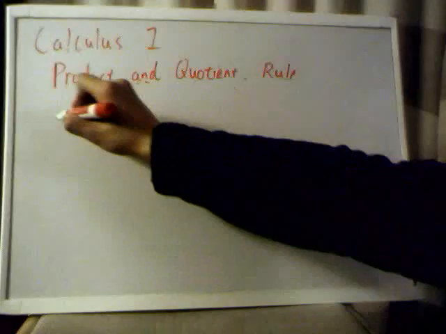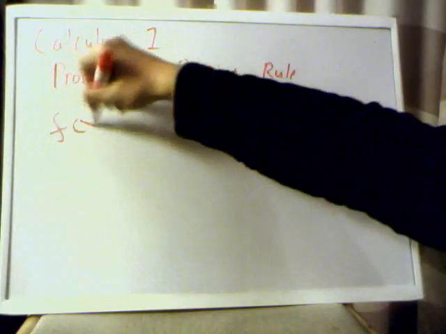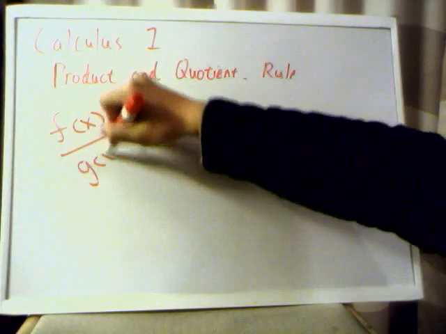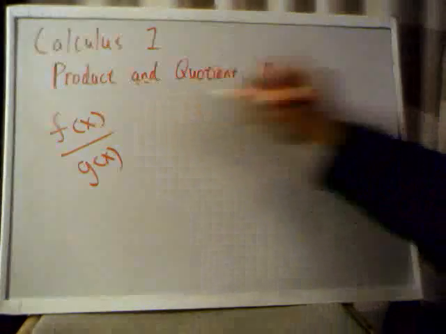So for the quotient rule, you have f of x over g of x. And you can see here that this is division, hence the name quotient rule.